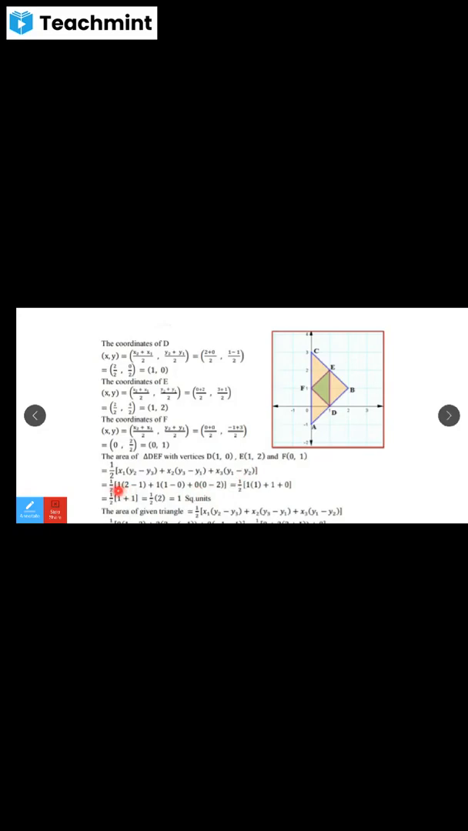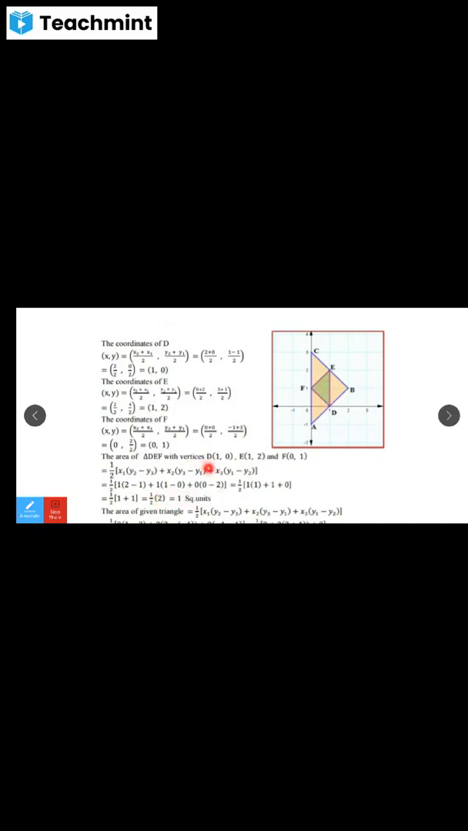So see here, 2 minus 1 is 1, 1 into 1 is 1. 1 minus 0 is 1, 1 into 1 is also 1. So minus 2 into 0 is 0. So 1 plus 1 plus 0, 1 plus 1 is 2. 1 by 2 into 2 is what? That is 1 square unit. So this is 1 square unit.